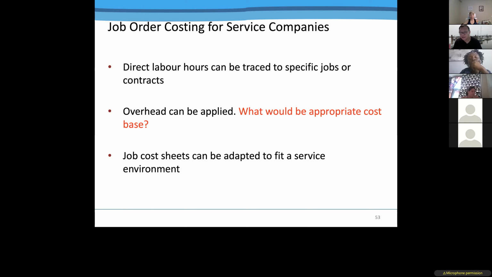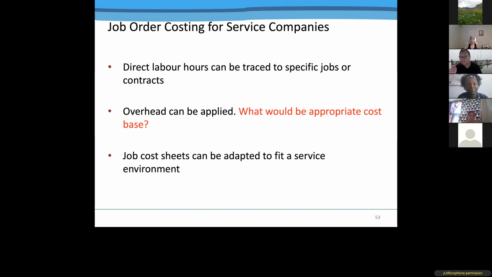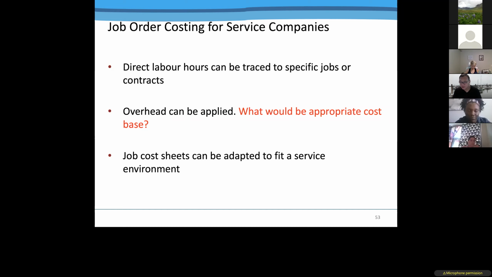My question for you is, what would be an appropriate cost driver for this service company? Jamie? I'm sorry, could you repeat that last part? Yeah, again. Remember, for service companies, we are also going to apply overhead. But when you apply overhead, you first have to select the operating activity, because that's how you calculate the predetermined overhead rate. So you first have to decide which operating activity you're going to select as the cost driver.